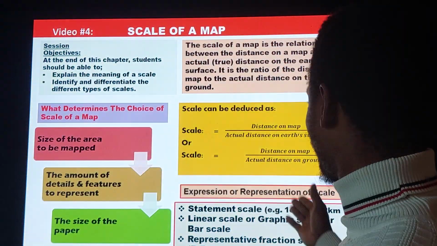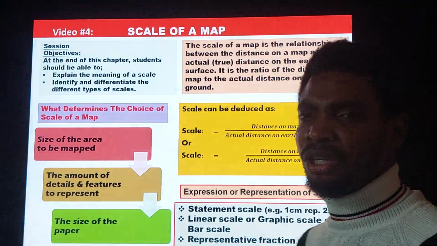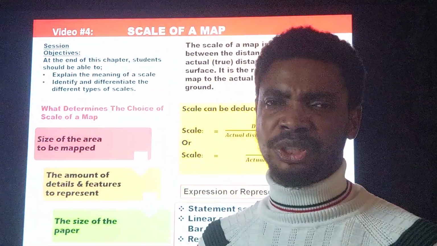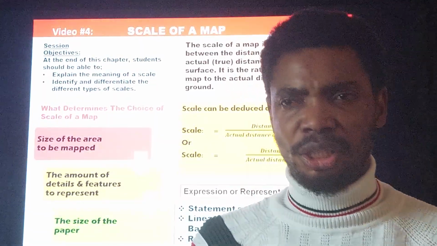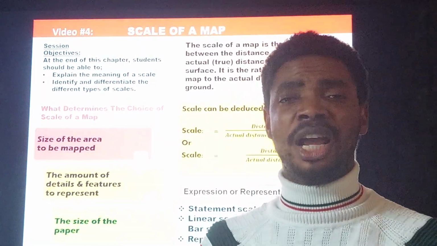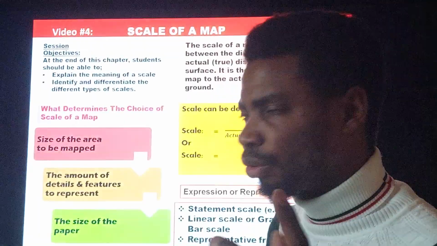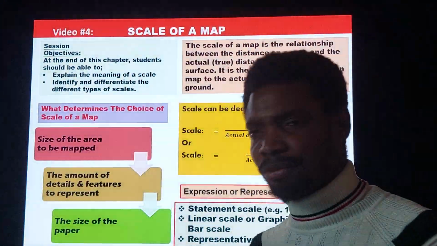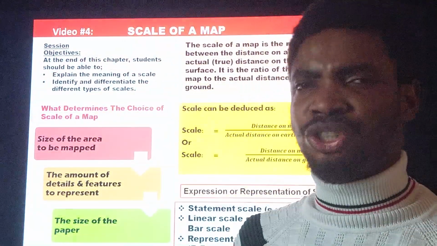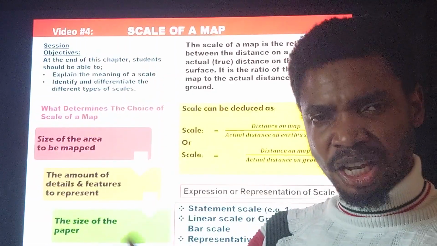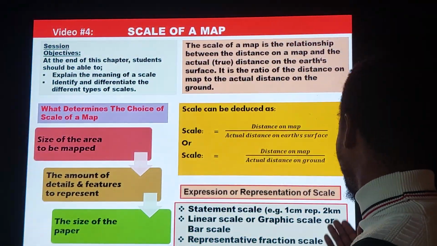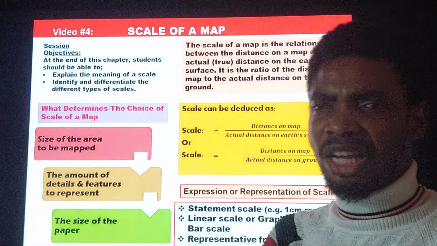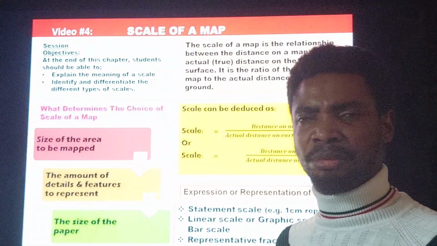So, what are the expressions or representations of a scale? There are three basic ways to express a scale. Number one is the statement scale. You can express your scale in the form of a statement. For example, you can say 1 centimeter represents 2 kilometers. It's as simple as that, just a statement scale.